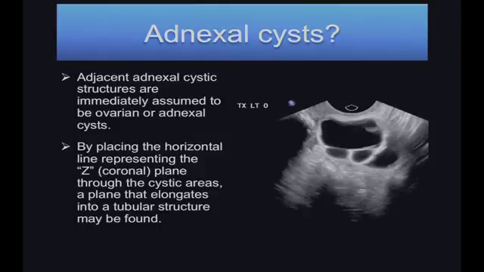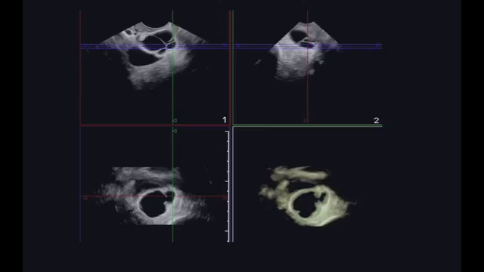But by placing the horizontal line, the Z line that represents the coronal plane, through these cystic areas, we may be able to find a plane that elongates into a tubular structure. So here we go. Here is our horizontal line going through this cystic structure. And what we see here in the coronal plane is a tubular structure is actually formed. And then we also see it on our 3D surface rendered image.